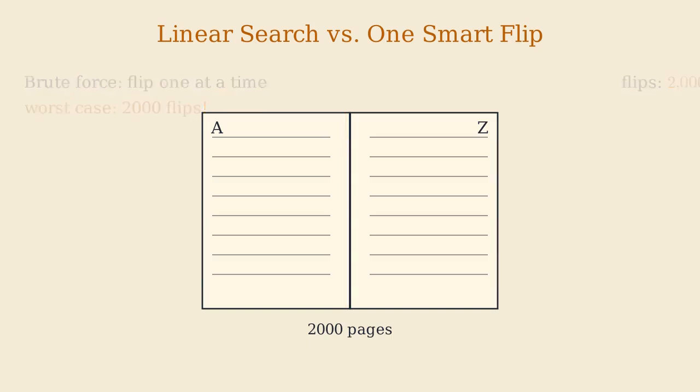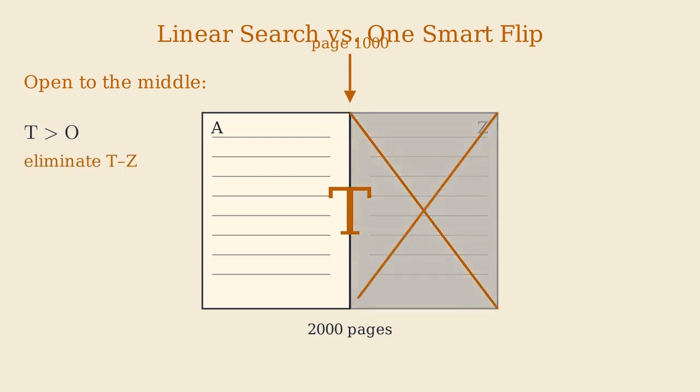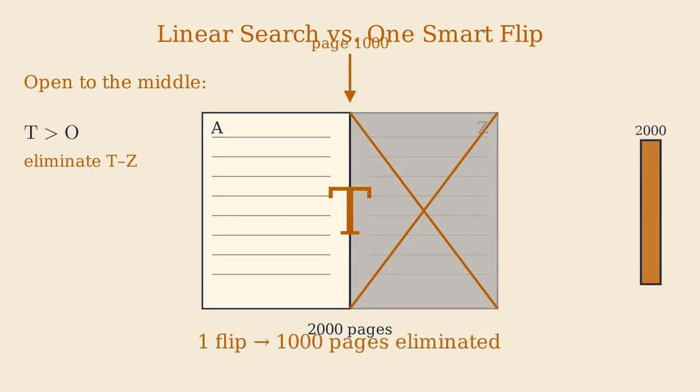You opened to roughly the middle, page 1,000. You saw the letter T comes after O, so instantly, without thinking, you eliminated pages 1,000 through 2,000. Half the book, gone. One flip, half the problem destroyed. That single move is the entire trick we're going to unpack today.